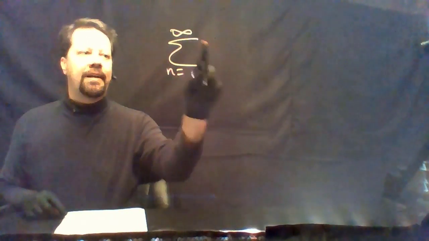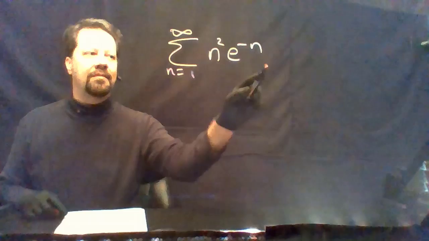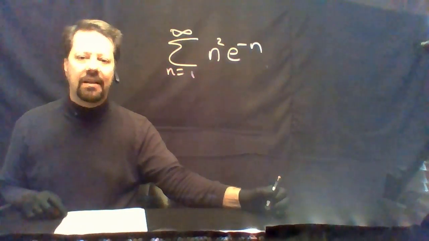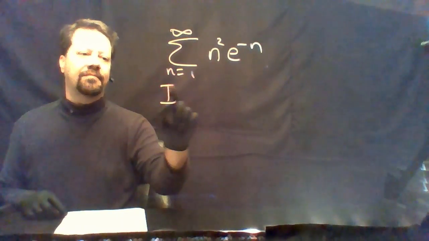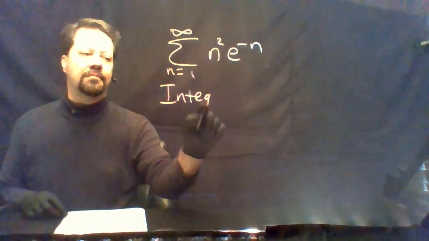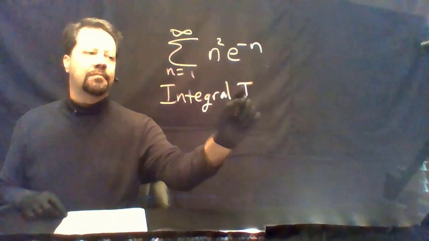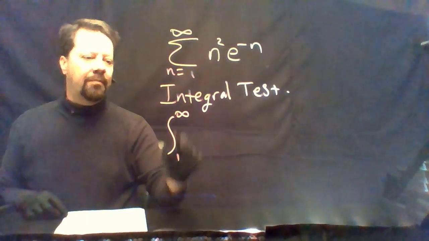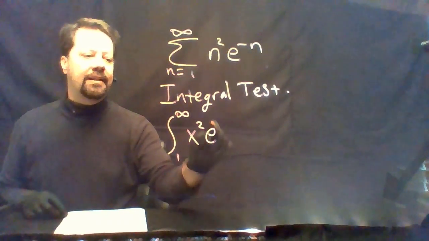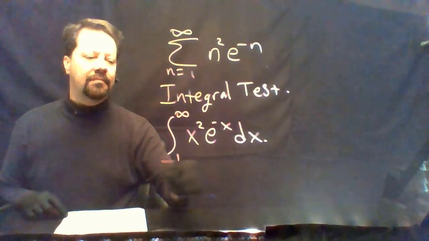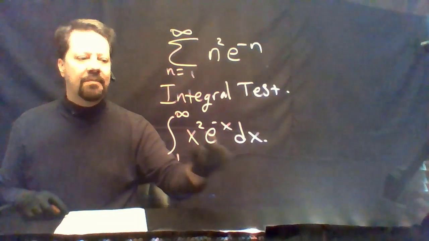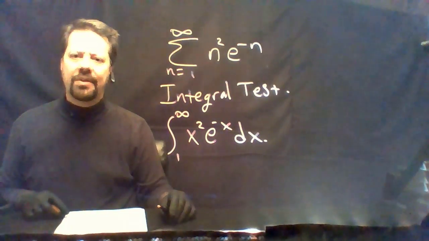The next problem has the sum as n goes from 1 to infinity of n squared e to the minus n. This particular problem looks amenable to the integral test. We'll look at the integral from 1 to infinity of x squared e to the minus x. The method of integration is integration by parts, but because x is squared, we should use the tabular method.